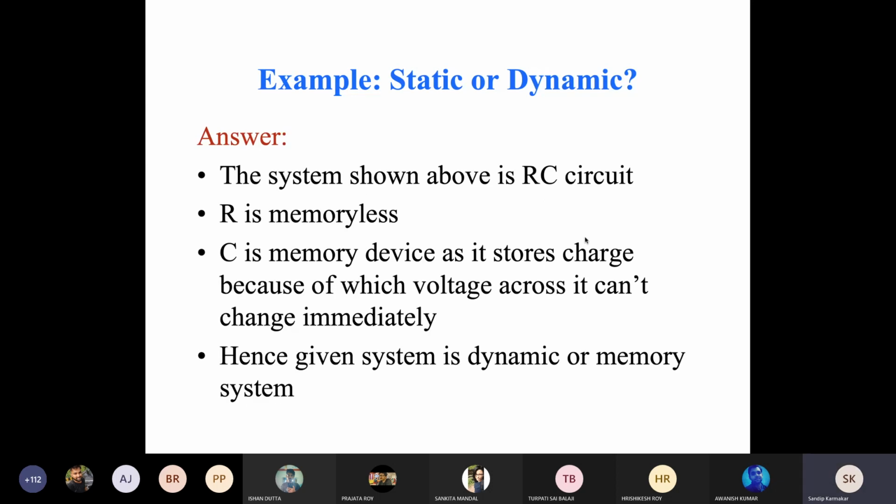Answer to the above system: the above system is an RC circuit. R is memoryless. C is a memory device as it stores charge because of which voltage across it cannot change immediately. Hence, the given system is dynamic or memory system.